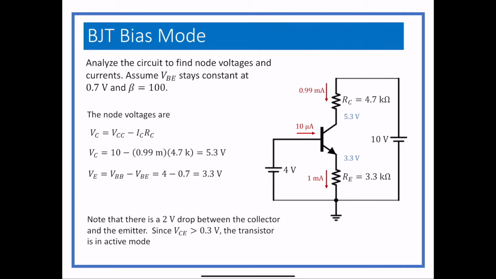But if VCE comes out generally a positive number in an NPN, in a reasonable range, not 0.3, but generally a number that is some fraction of the collector voltage, then that's probably going to end up being the best assumption that you can make.